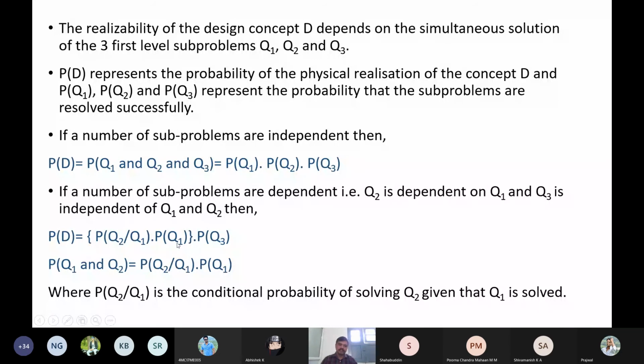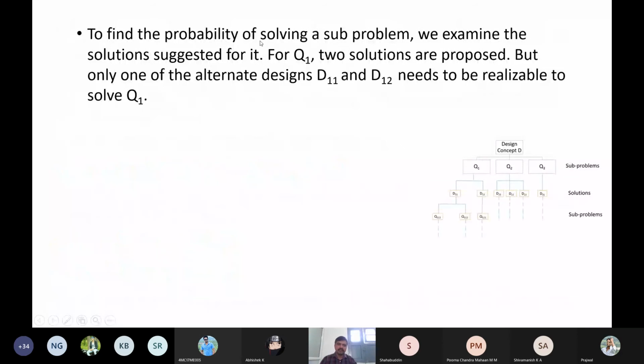So these are the equations written using multiplication and addition rule of probability that I showed in the previous slide. To find the probability of solving a subproblem, we examine the solution suggested for it. For subproblems, you have to solve all the three, Q1, Q2 and Q3. That's why you make use of multiplication rule for solving subproblems. Whereas for solutions, you have to make use of which rule? You have to make use of addition rule, that is OR.